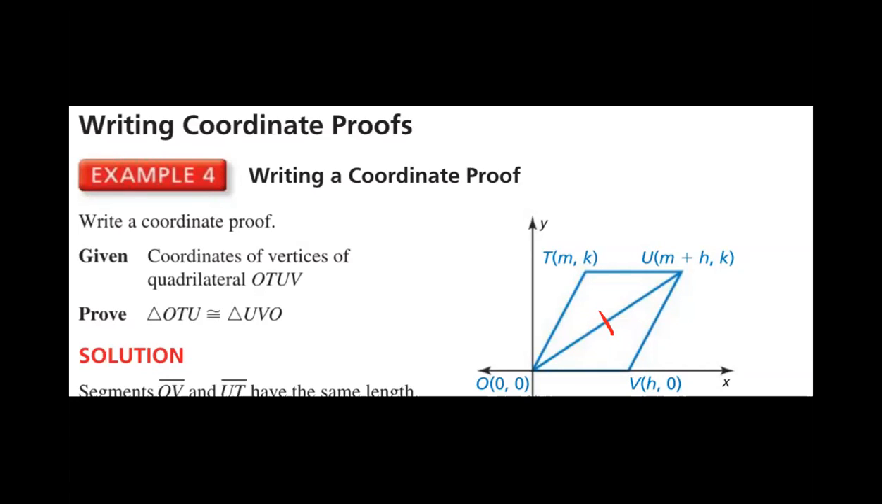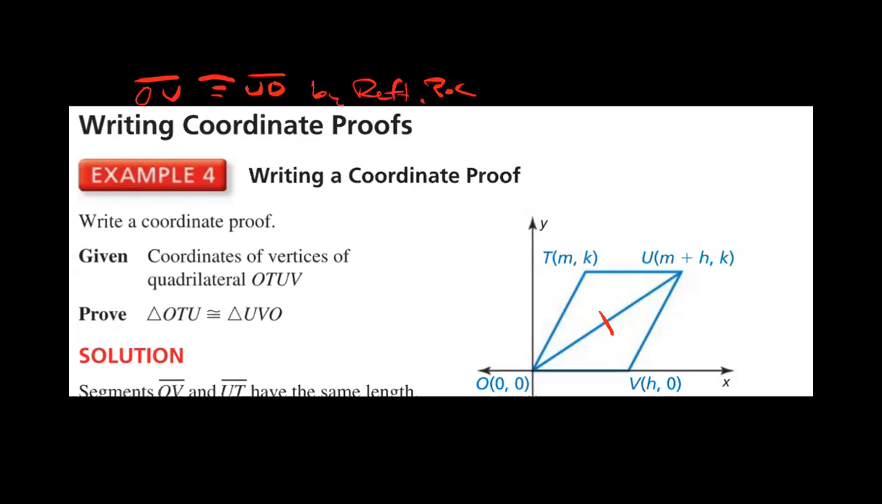OU and UO are the same. So that's reflexive. So we would write that down. If we were writing out a coordinate proof, we would say OU is congruent to UO by reflexive, right? We would have that written down.